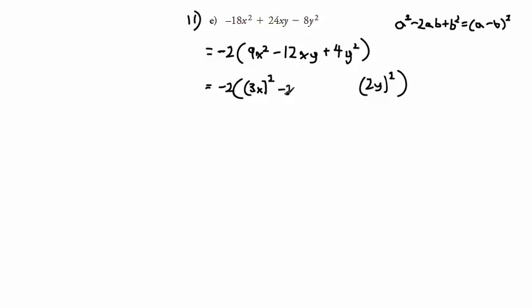We have minus 2a, which is 3x, and b, which is 2y. So does this work? Minus 2 times 3x times 2y is minus 12xy. So it does work. That's awesome. Now we can use this shortcut. We get a minus b, which is 3x minus 2y. So 3x minus 2y, and that's all to the power of 2.